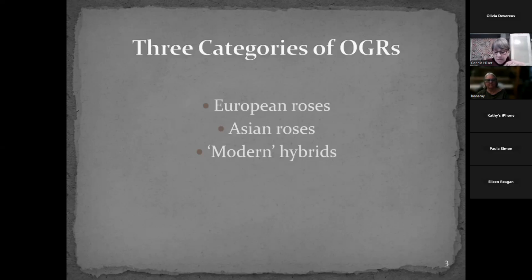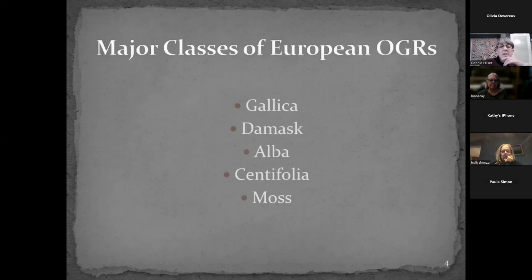I divided this into three logical categories of old garden roses. The European roses, which are mostly the wonderful, colorful spring blooming varieties. Asian roses, which are the many varieties of China and tea roses that came to the Western world in the late 18th century, and classes of hybrids between these two groups. We're going to talk about these classes of the old European OGRs: the Gallicas, the Damasks, the Albas, Centifolias, and the Mosses.